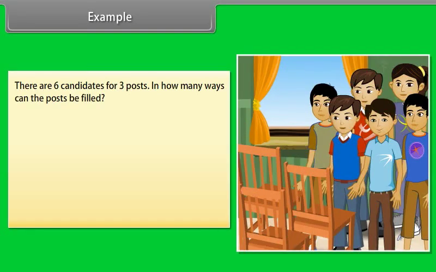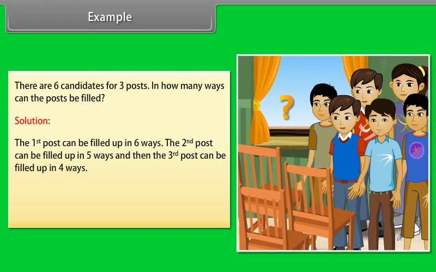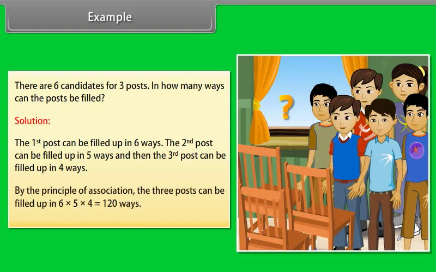Example. There are 6 candidates for 3 posts. In how many ways can the posts be filled? Solution. The first post can be filled up in 6 ways. The second post can be filled up in 5 ways, and then the third post can be filled up in 4 ways. By the fundamental principle, the 3 posts can be filled up in 6 into 5 into 4, which is equal to 120 ways.